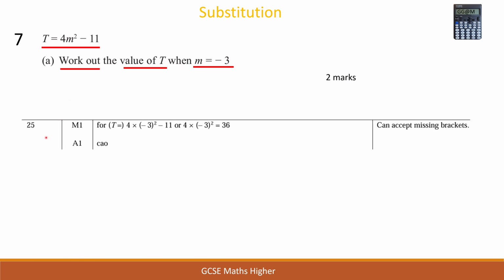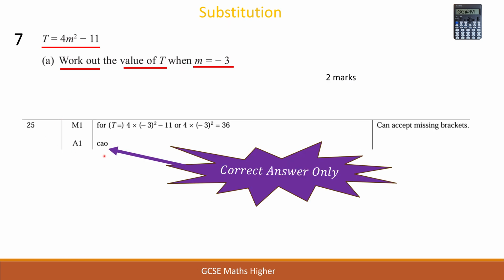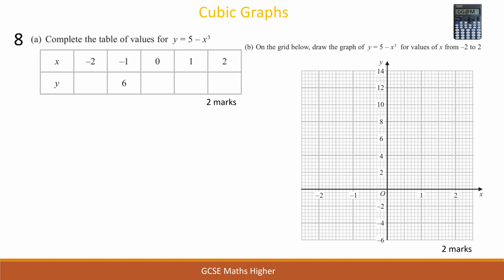Fantastic work. So you should have got an answer of 25. This CAO means correct answer only. M1 is a method mark, A1 is an answer mark. You must get the correct answer to get the full marks.